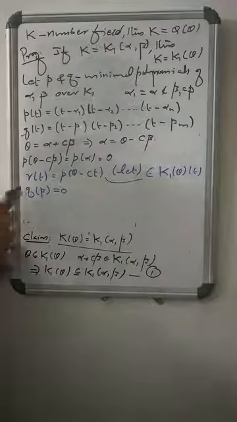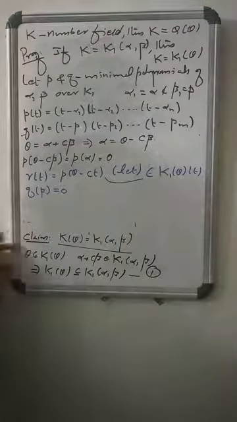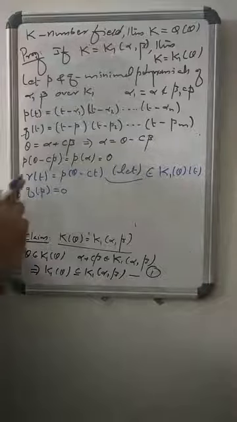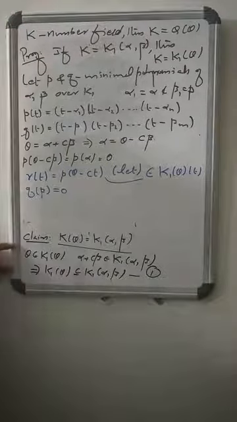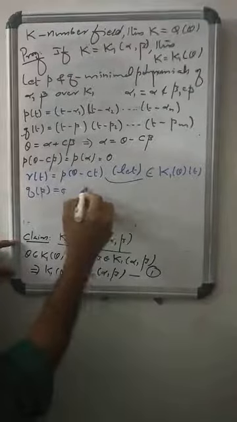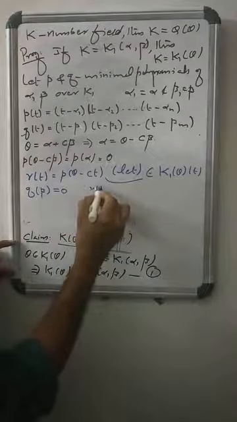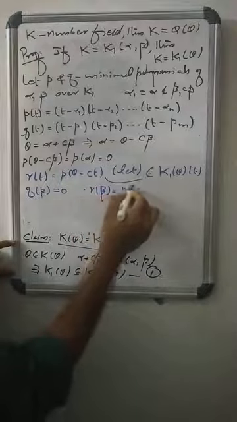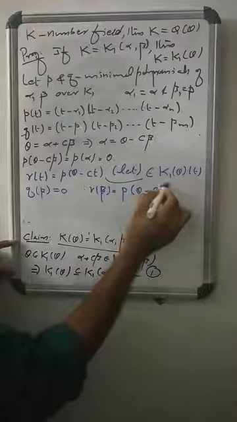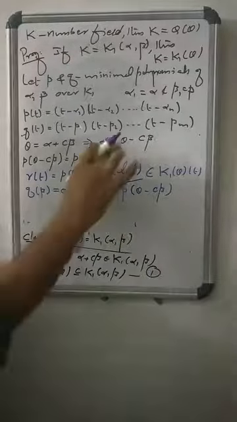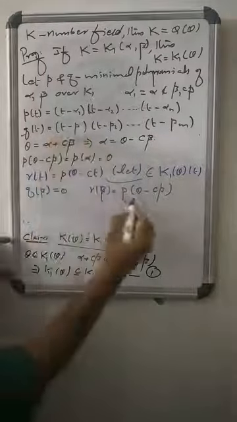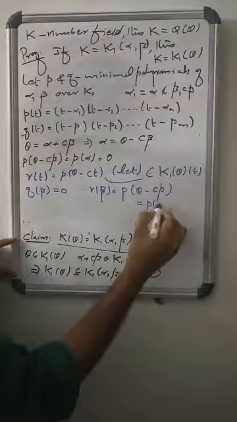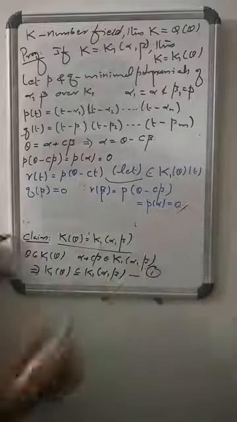Why? What is R of t? R of t is P of theta minus ct. So when t is replaced by beta, what do you get? R of beta equals P of theta minus c beta. What is theta minus c beta? That is alpha. That means P of alpha. What is P of alpha? P of alpha is 0.